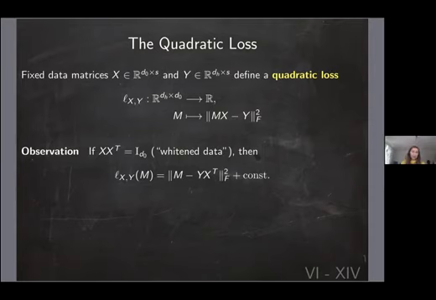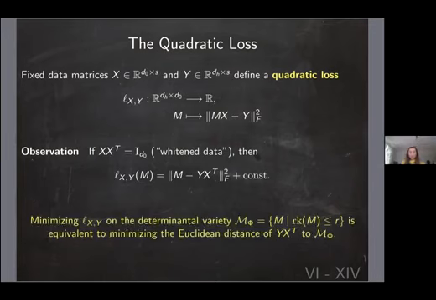This is also a common assumption you sometimes see. The underlying reason is that then you can rewrite the loss in this shape. And why is this nice? It looks the same, but the meaning changed a little bit. The important takeaway message is that minimizing the quadratic loss on the determinantal variety of matrices of bounded rank is actually equivalent to minimizing the standard Euclidean distance of the fixed matrix YX transpose to the determinantal variety.